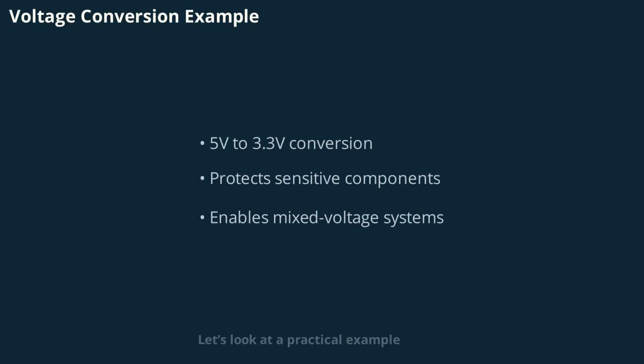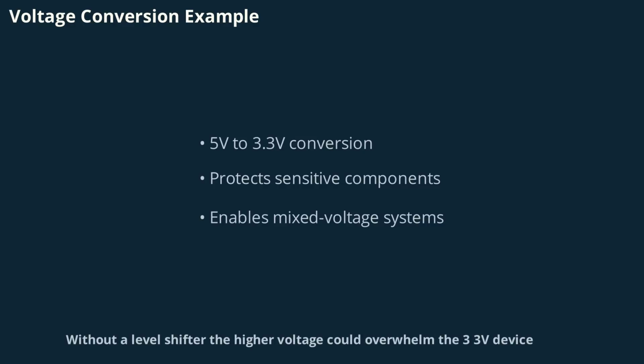This simple yet vital function keeps your electronics running smoothly and safely. Let's look at a practical example. Suppose you have a 5V signal that needs to be shifted down to 3.3V without a level shifter. The higher voltage could overwhelm the 3.3V device, leading to errors or even permanent damage. The level shifter steps in, safely converting the voltage so both devices can communicate seamlessly. This is especially important in mixed voltage systems, which are increasingly common in modern electronics.